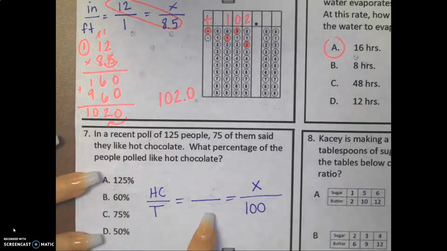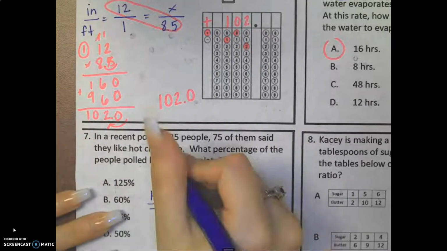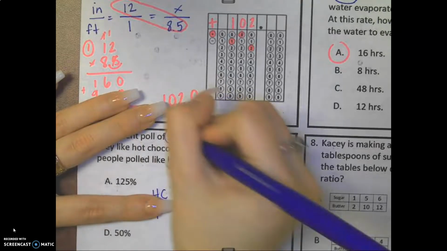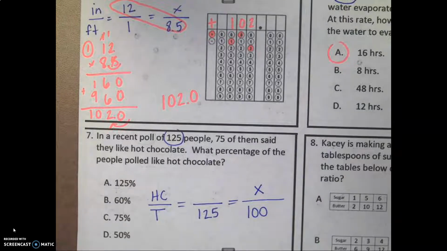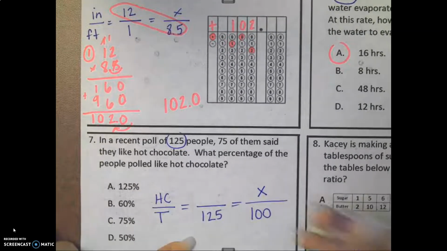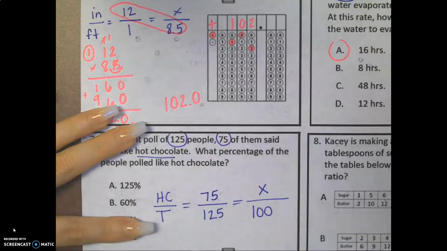And then remember, the total always has to be bigger than the numerator. So 125 is bigger than 75, so that means that goes on the bottom. And it also makes sense. They're asking 125 people, which is my total. 75 of them like hot chocolate, so they go on top.